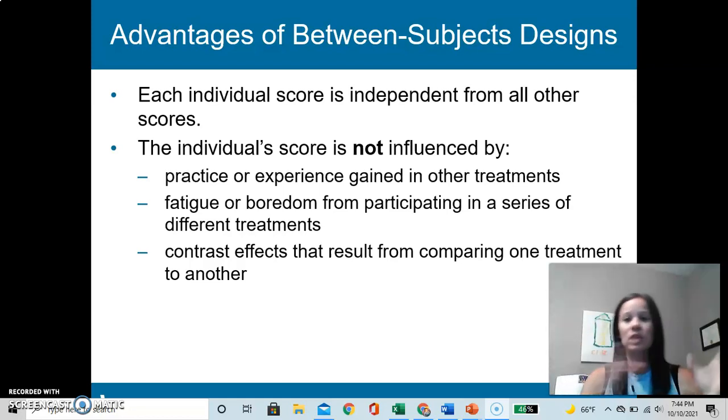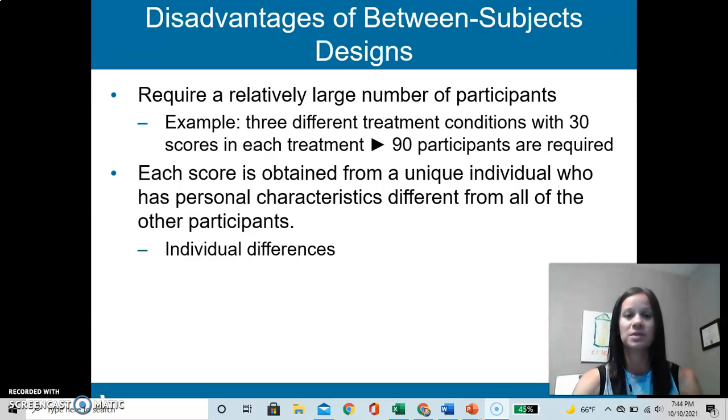But what if they were in all of the conditions? What if it wasn't a between subjects design, it was a within, and they were all in each condition? Then every time they took that cognitive performance task, they would basically have practiced. It would have been another time they've done it, so they've had experience doing it. Also, sometimes if you've been in an experiment for a really long time, there's boredom or fatigue that could be impacting their performance. And also contrast effects that result from comparing one treatment to another. We don't have that because they're all independent groups.